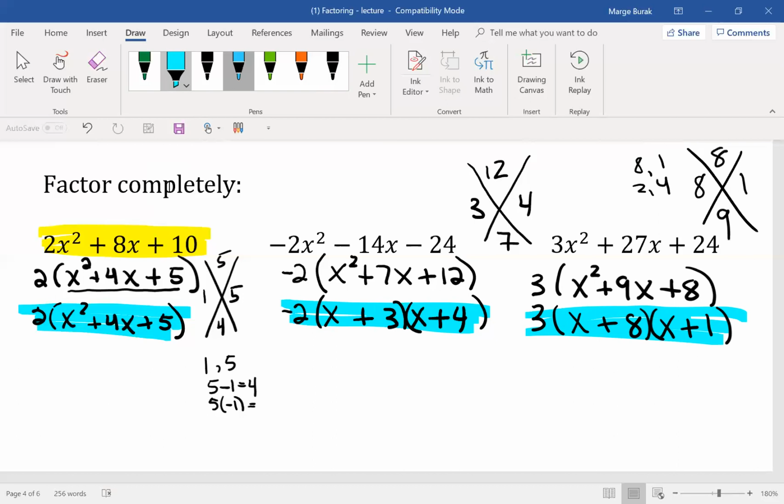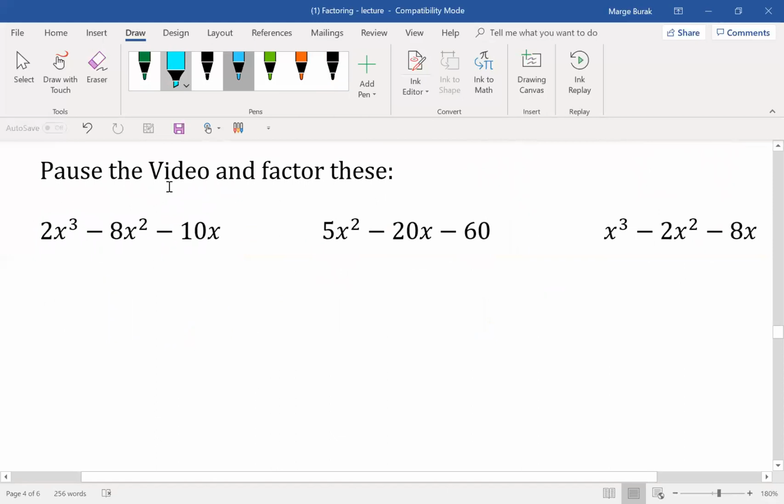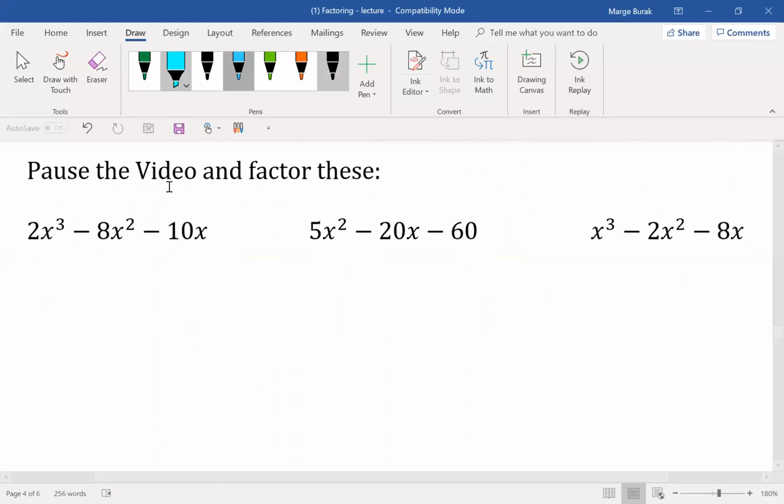So don't forget the first step, take out the common. Would you like to pause the video and factor these? Please do so now. I'm going to be doing them quickly right now. So this time I have to take out a 2 and an x before I can factor.